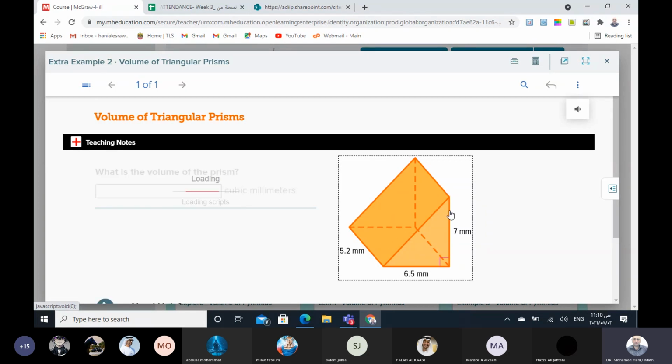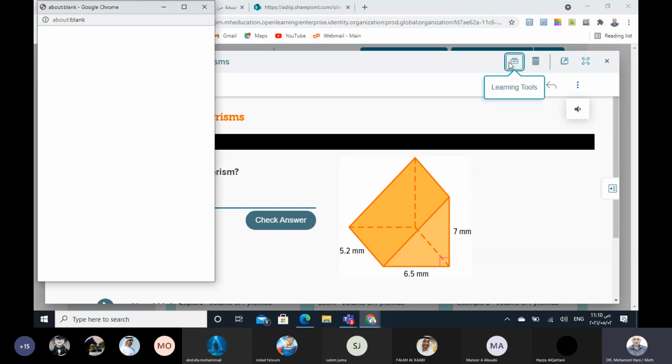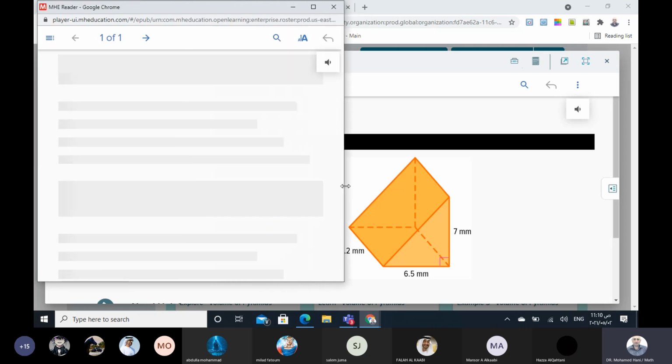Now we have a triangular prism. We have a triangular prism because the base of the prism here will be a triangle. What is the volume of this prism? So to find the volume, start from the formula. Write the formula.